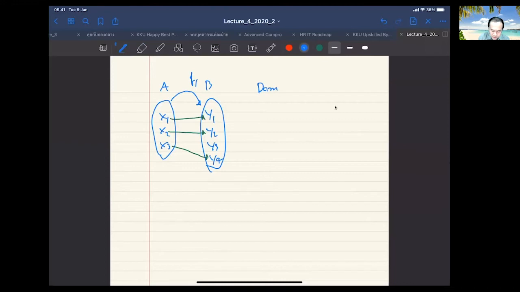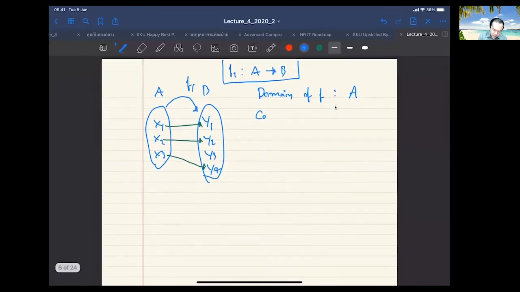So the domain, because we say that F1 is a function from set A to set B. This is how we write it to tell the reader that there is a function F that is mapping, or linking, from set A to set B. So the domain of F would be the whole set A, because everything in set A has to be used. That's the property of our function.